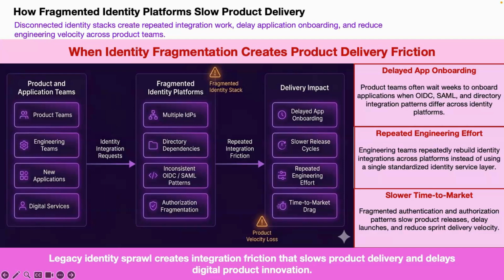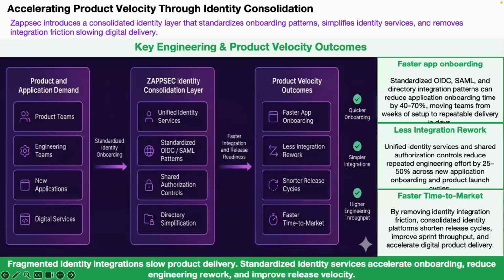Yeah, so let's talk about identity consolidation. What does consolidation look like? So we approach consolidation with standardized integration patterns. One identity provider with consistent OpenID Connect and SAML configurations, one authorization model, one directory service, where product teams follow a documented, validated integration path that results in onboarding dropping from weeks to days because the patterns are known, the configurations are templated, and the approval path is clear.